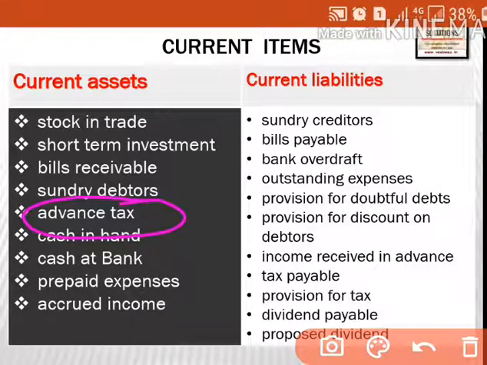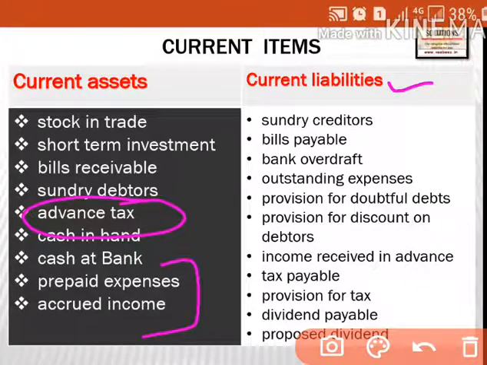Cash in hand we know it is a current item. Cash at bank is a current item. Then prepaid expenses, accrued income, etc. These are the financial accounting adjustments. Prepaid expense means expenses paid in advance. Accrued income means income earned but not received. These are considered as current items.